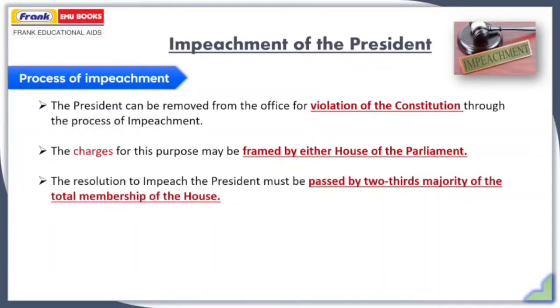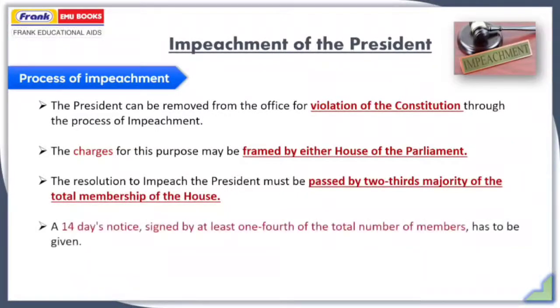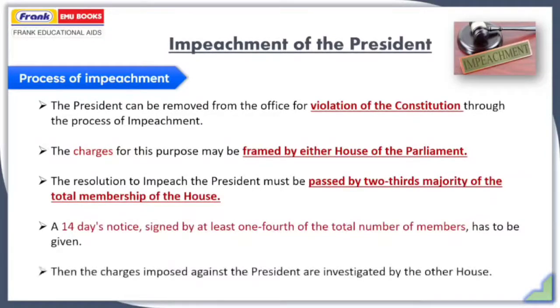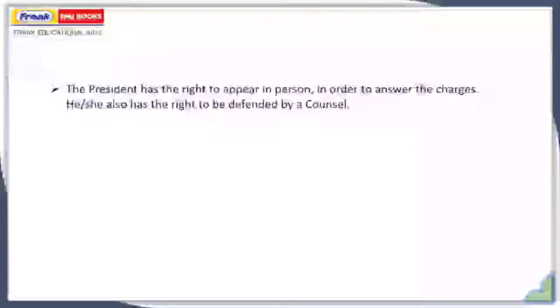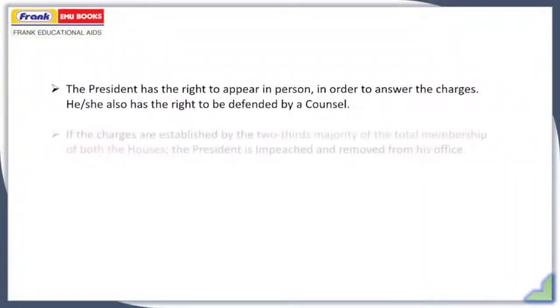The resolution to impeach the president must be passed by a 2/3 majority of the total membership of the house. Also, a 14 days notice signed by at least 1/4 of the total number of members has to be given. The charges imposed against the president are investigated by the other house. The president has the right to appear in person in order to answer the charges. He or she also has the right to be defended by a counsel.